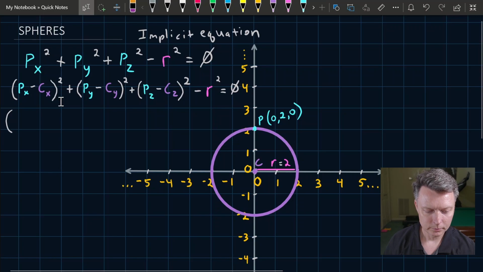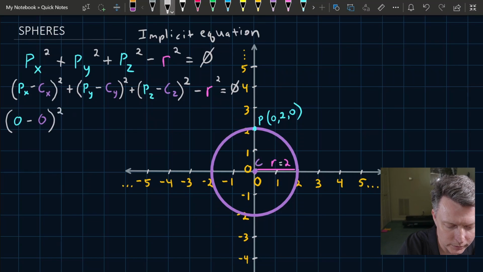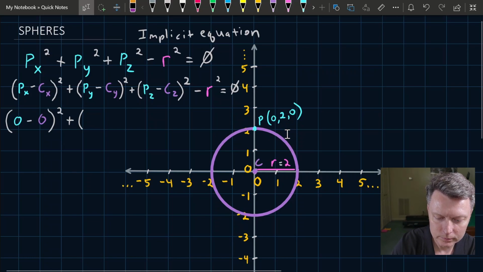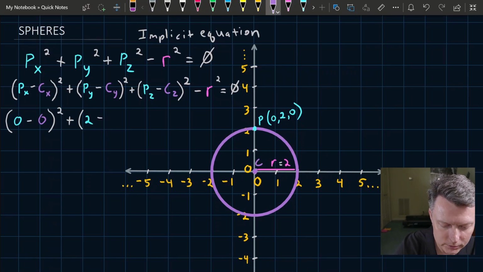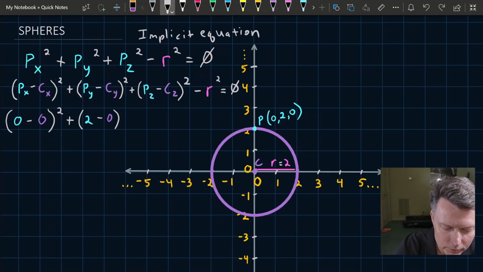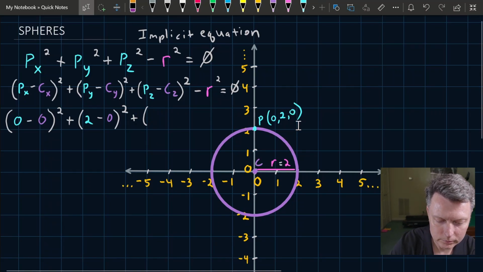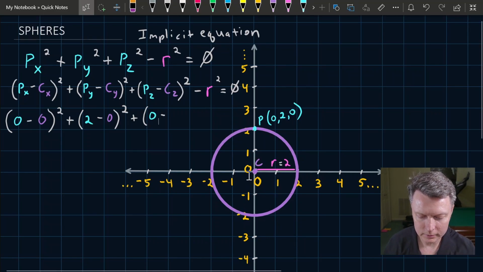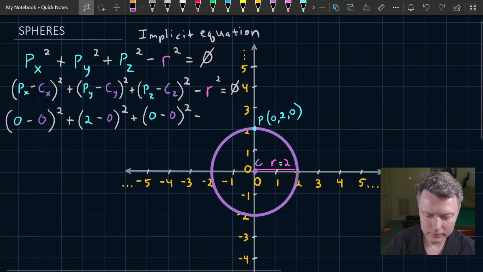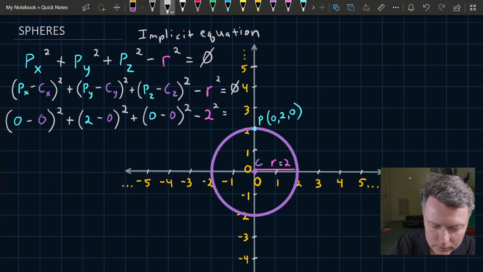So first we need the x component of P, so that's 0, minus the x component of the sphere center, and that's 0, and we're going to square that result, added to the y component of P, so that is 2, minus the y component of C, and that's 0. Because remember, C is just 0, 0, 0, so it always has zeros in this case. Oh, and don't forget to square that, and then plus the z component of P, which is 0, minus the z component of C, which is again 0, and we're going to square that, minus r squared, so let's fill in that, so 2 squared equals 0.